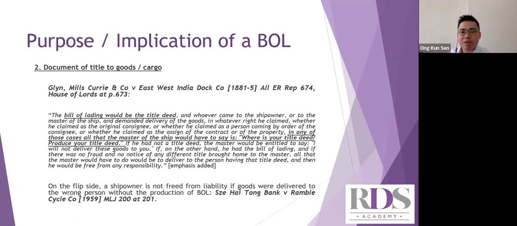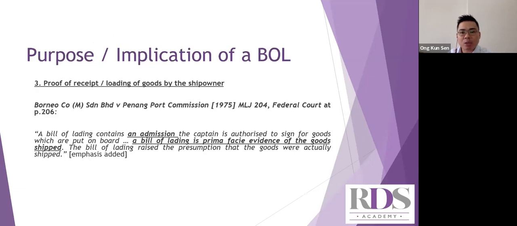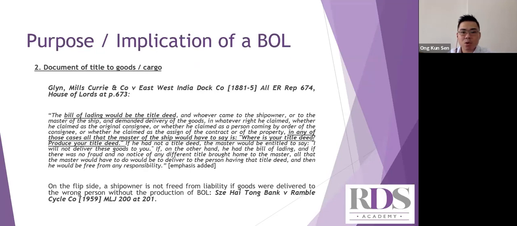For further information, Kuhan, can you go back to the previous slide? Just a small note. A ship owner is not free from liability if goods were delivered to the wrong person without the production of the BOL. So a ship owner is not allowed to release the goods if the person who comes forward did not actually present the BOL to him. If the ship owner still releases the goods to the person without that person showing his BOL, then the ship owner will be held liable. Next slide.